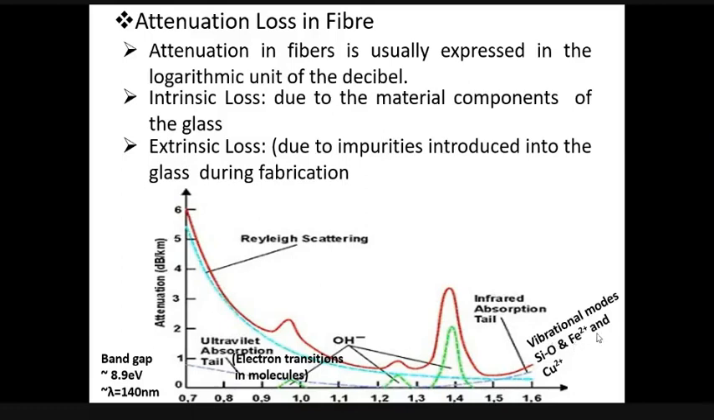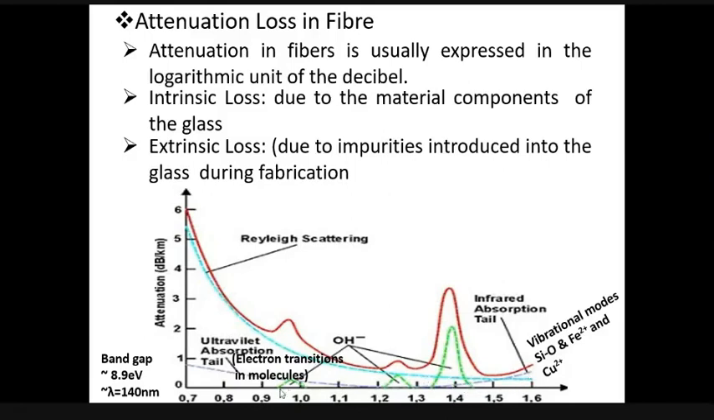Also, if the material has impurities like Fe2+ or Cu2+, the first type of impurities, they will also absorb energy in this infrared region, and that leads to absorption, which is given by this line here.